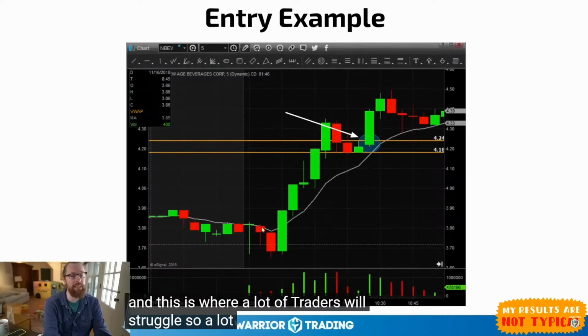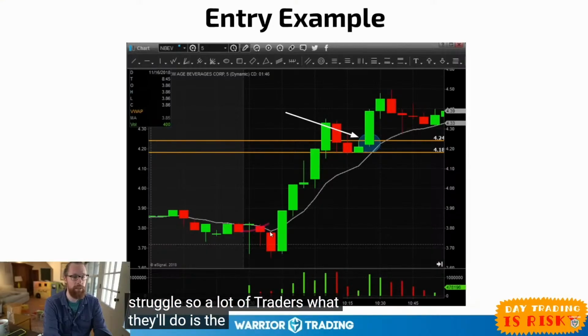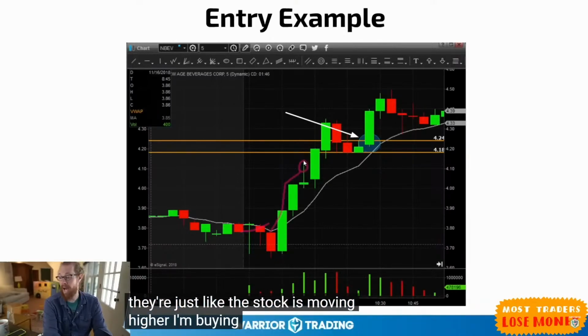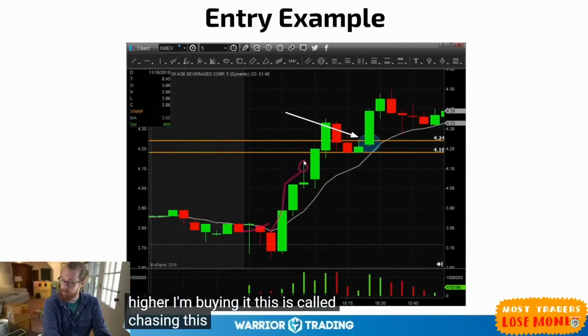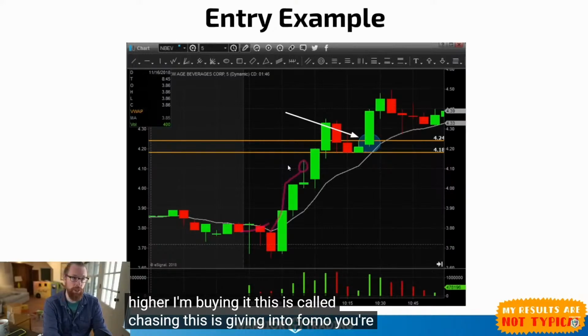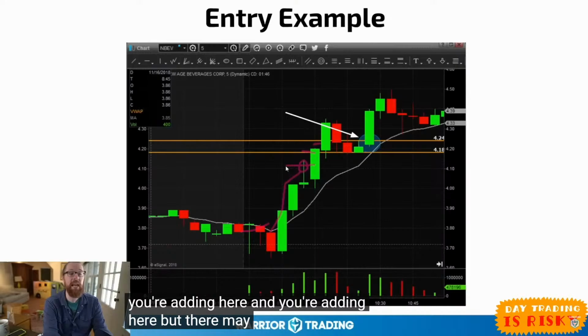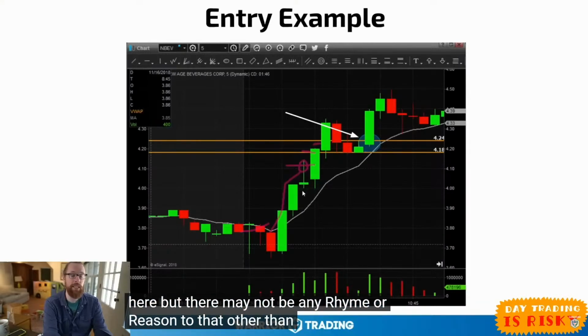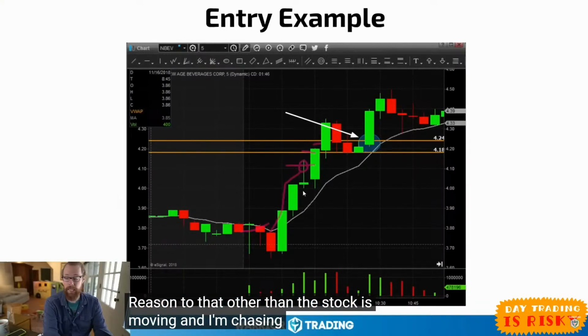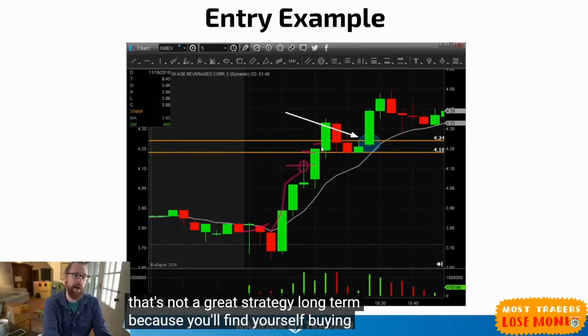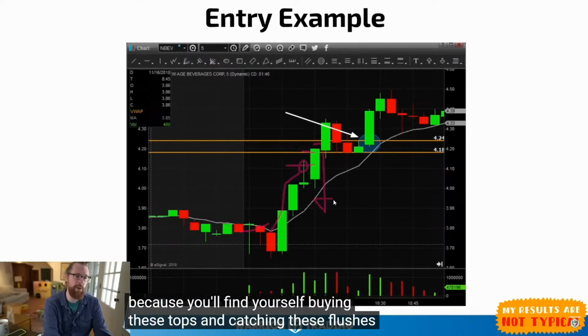So a lot of traders, what they'll do is the stock starts squeezing up, and they just buy it right here. They're just like, the stock is moving higher, I'm buying it. This is called chasing. This is giving into FOMO. You're just pressing the buy button, and then you're adding here and you're adding here, but there may not be any rhyme or reason to that other than the stock is moving and I'm chasing it. That's not a great strategy long term because you'll find yourself buying these tops and catching these flushes back down.